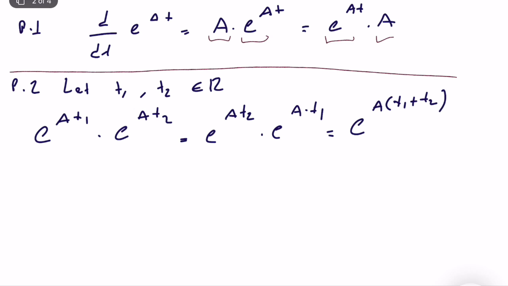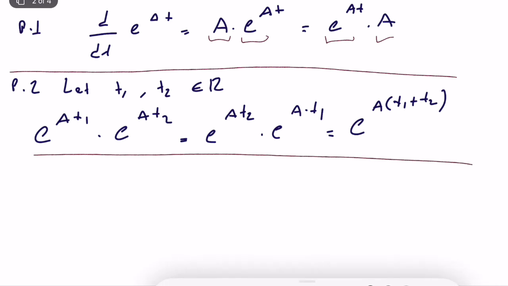As you may guess, these properties are obviously satisfied by the classical exponential function when we don't have a matrix, when we have a scalar variable. But we show that even in the matrix case, these properties are satisfied, which is very handy and useful for analysis of dynamical systems. This is the second property. So what is the third one? Let's look at the third one.